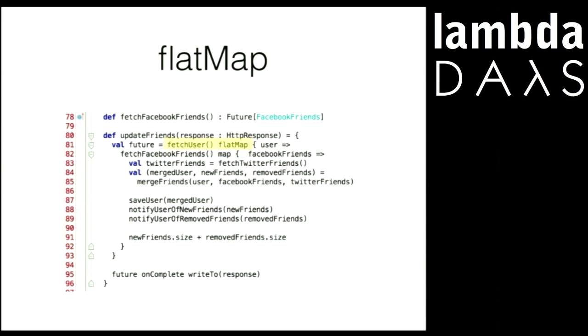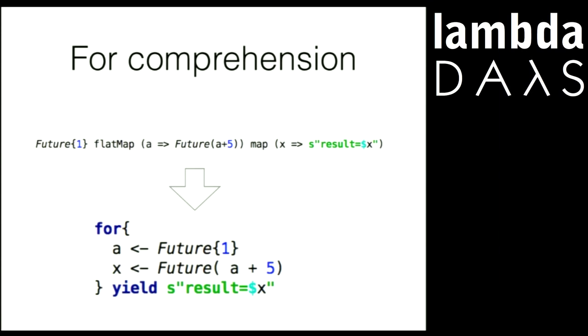So I could go further, and I could parallelize all these asynchronous calls, like fetch Twitter friends, maybe merge, maybe save later on in notifications. But that would produce a very, very nested structure. So this is not what we want to do. Luckily, Scala has for comprehension, which understands monadic structures and which lets us rewrite a series of flat maps followed by map using for comprehension.